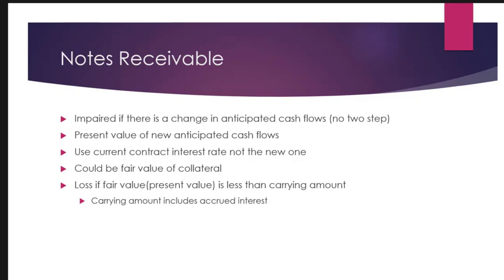Now, this is different in that the impairment consideration is different. So first of all, any change in anticipated cash flows means that the note is impaired. There is no two-step process. Any change in the anticipated cash flows results in impairment.